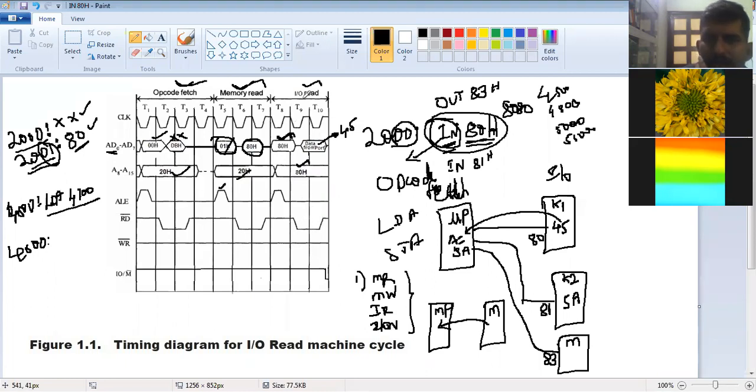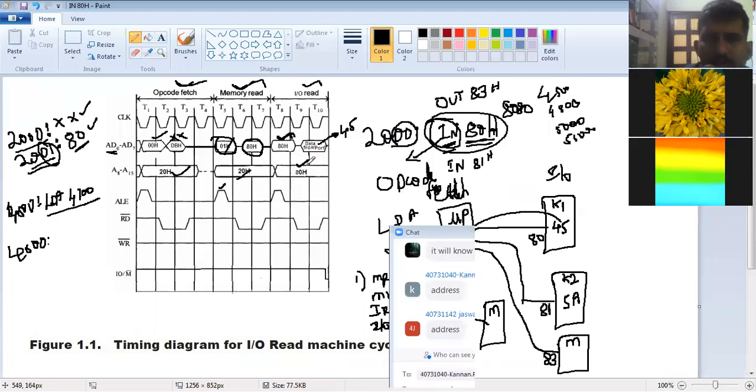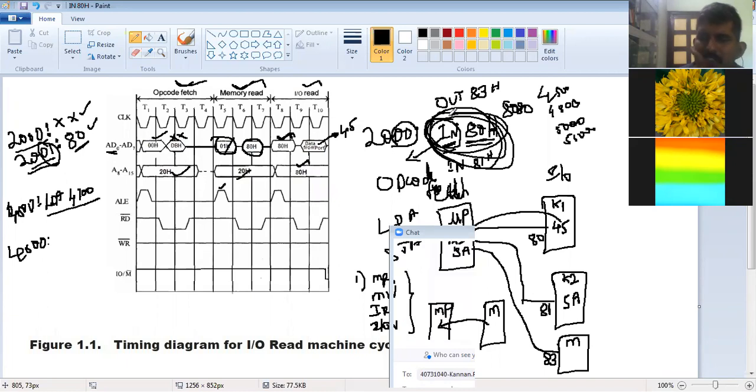And don't make the mistake. In a flow you may write memory read and memory read, but here you are communicating with what? The microprocessor is communicating with what? Input output device. Okay, so input output read. So now tell me.